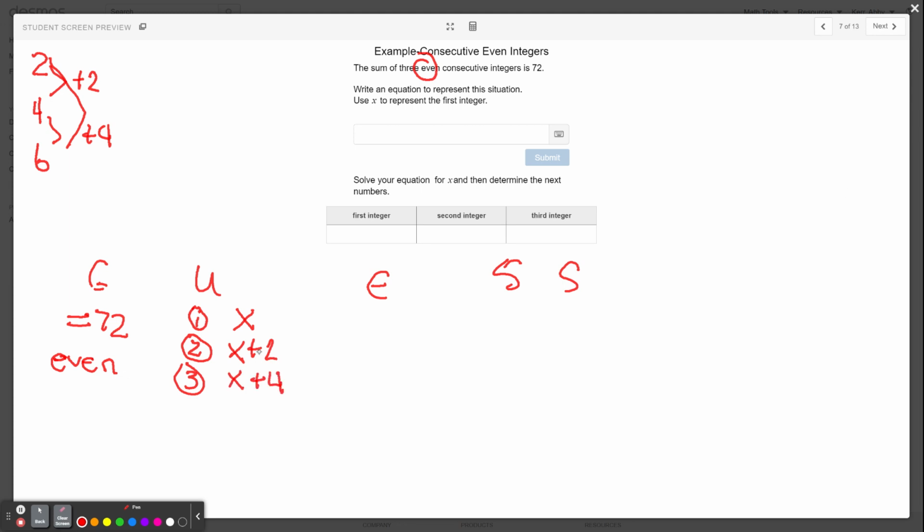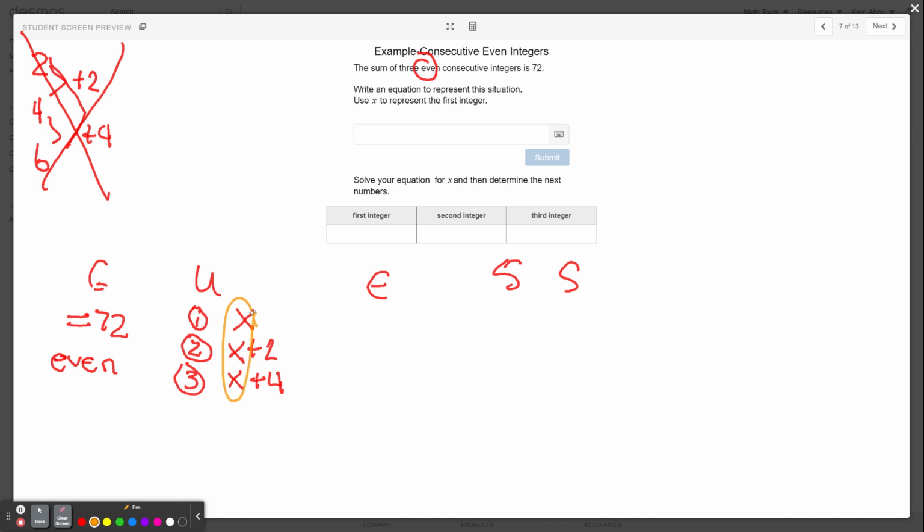Now you only do the pattern plus 2 plus 4 when we have to do even or odd numbers. So this right here was just an example. Just wanted to share with you how to get that.